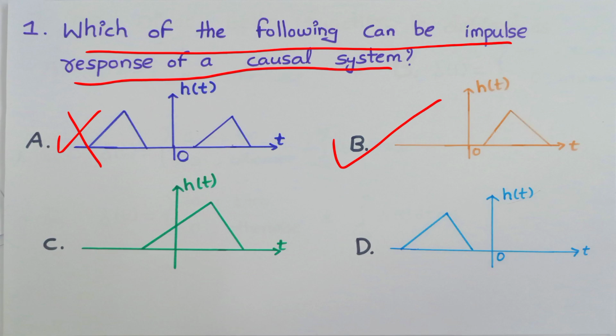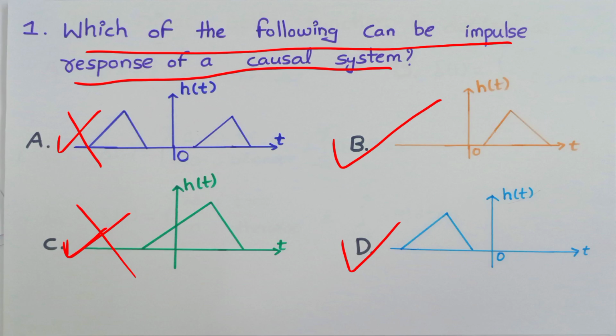time axis only. And in option C, the impulse response is present in both time axes, that is positive and negative. So option C is also not a correct answer. Now coming to option D, it's also not a correct answer, because here the impulse response exists in the negative time axis. So the answer is option B.